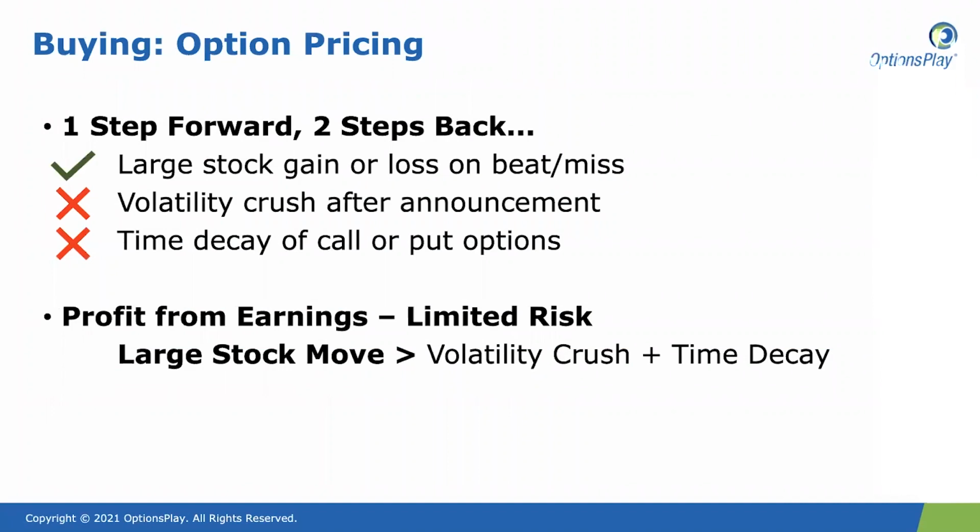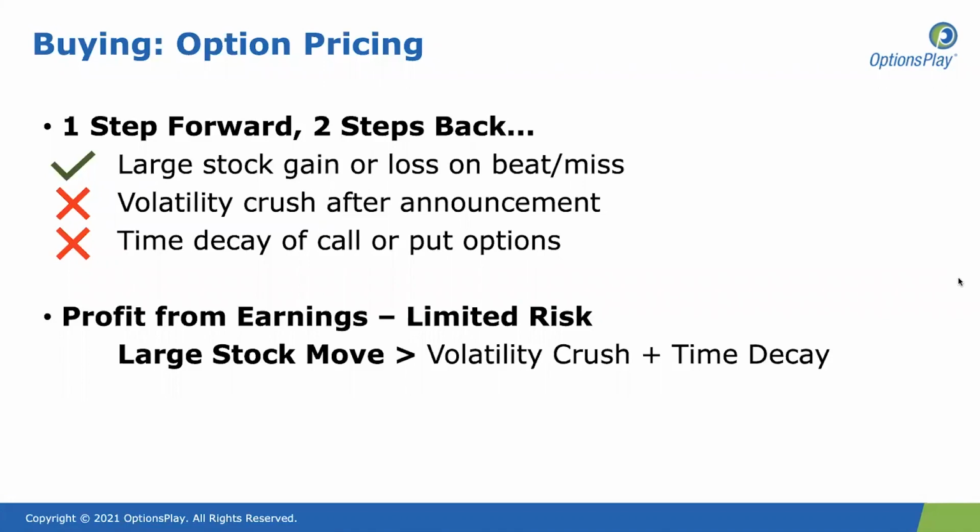So one of the first things that I do want to take a look at and provide a strong sense of understanding is how options pricing works around earnings. And this is sometimes, in my opinion, the more difficult part to really understand with respect to earnings. This is what I call 1 step forward, 2 steps back, because whenever we're around earnings, there are 3 large factors that affect the value of an option. It's the stock moving, it's volatility, and time.